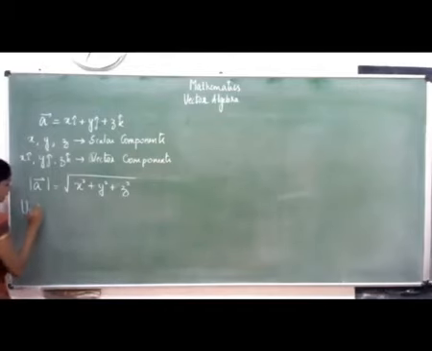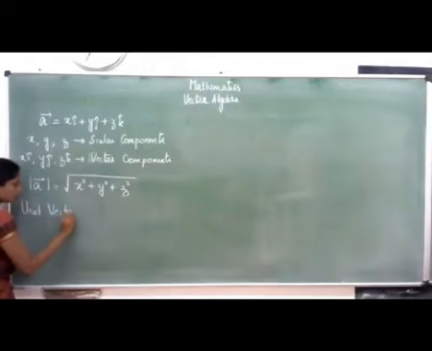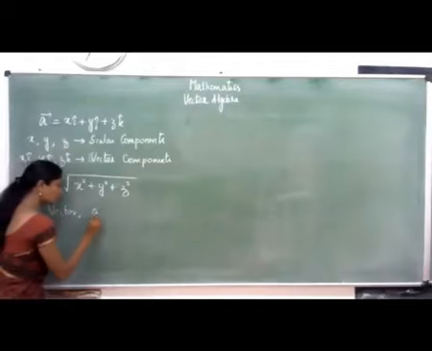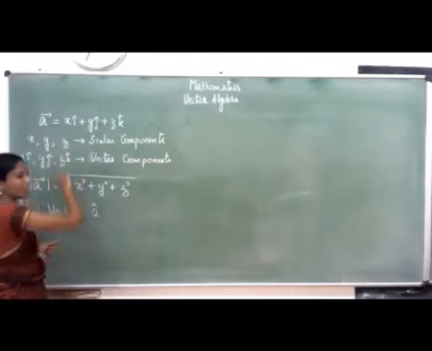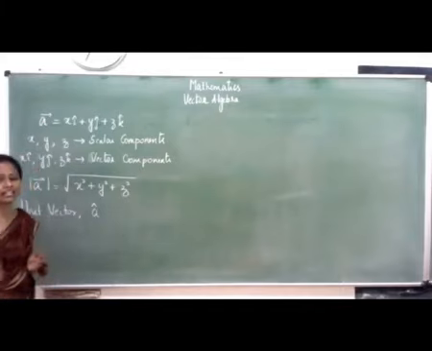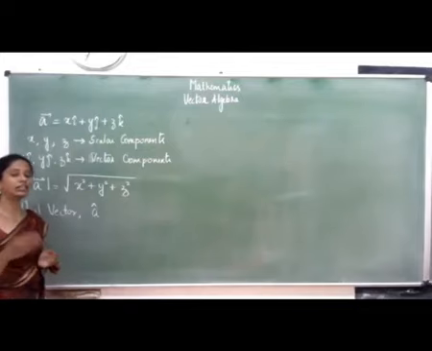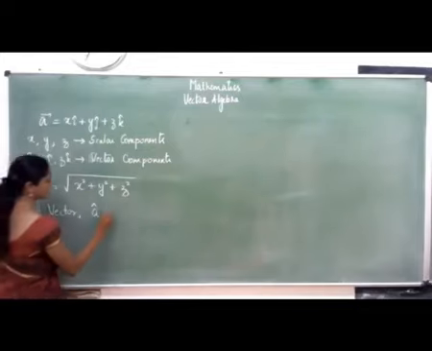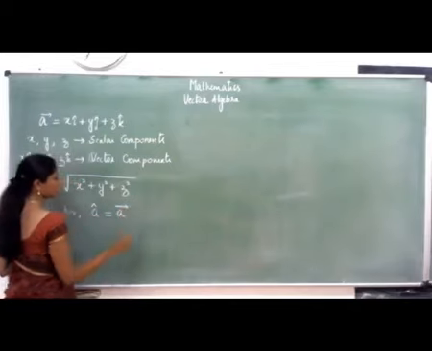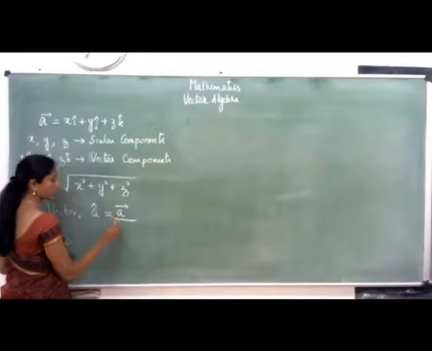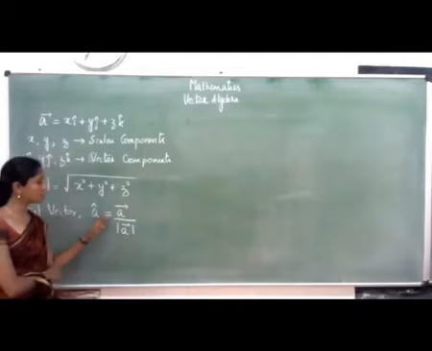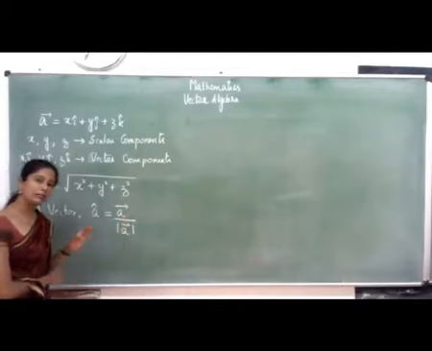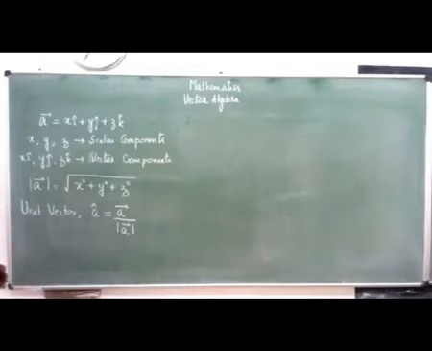Next, we have studied what a unit vector is. We know the formula for the unit vector. For the vector A, the unit vector is denoted as A cap. For any other vector, say B or C, the unit vector will be denoted as B cap or C cap. So, unit vector A cap is equal to vector A divided by magnitude of vector A.